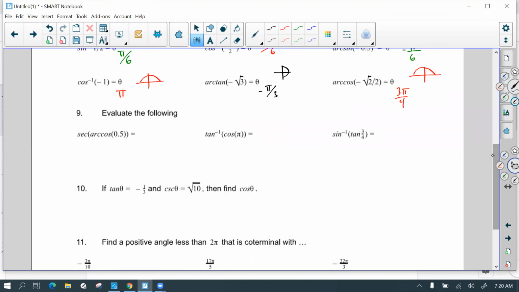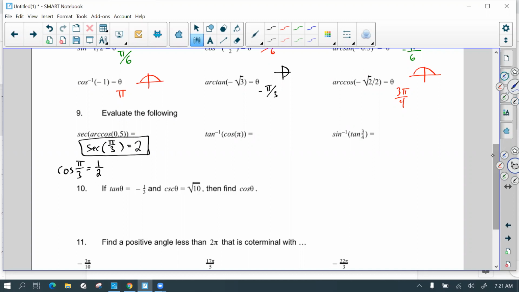For number 9, it's a composition. You have to do kind of 2 things at once. You want to find the secant of an angle that has a cosine of 1/2. So arc cosine is cosine inverse. Pi over 3 has a cosine of 1/2. So I want to find the secant of that. I first find the cosine of pi over 3 and flip it. The cosine of pi over 3 is 1/2, so that means the secant is 2.